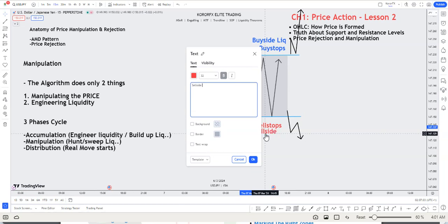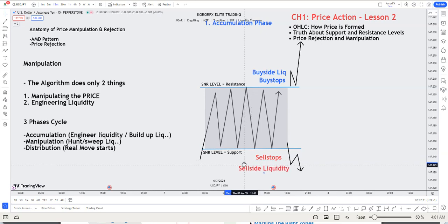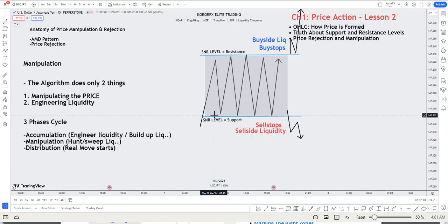Sell side liquidity. And I think now you understand on every support and resistance there is liquidity. Above every resistance there is liquidity, which is called buy side liquidity or buy stops. Below every support there are sell stops or sell side liquidity.